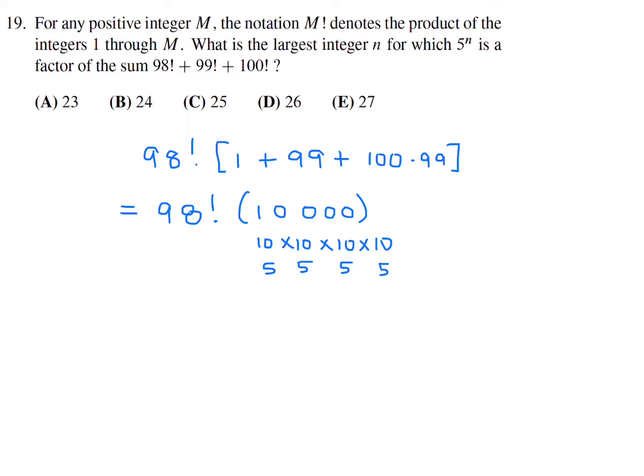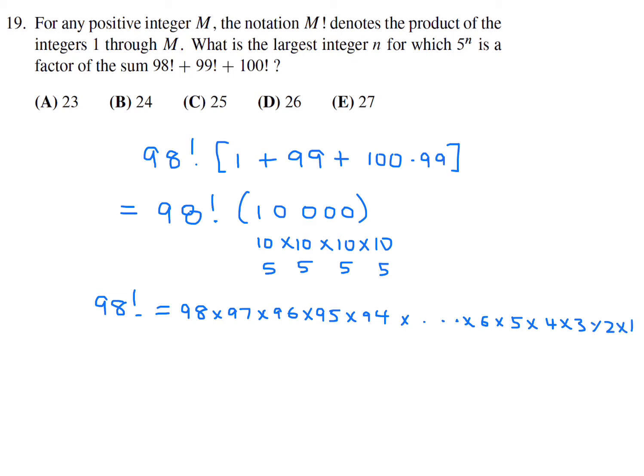Now, how many 5s can we squeeze out from 98 factorial? Well, 98 factorial is basically 98 times 97 times 96 times 95 times 94, and so on, right? You guys get the idea. Dot, dot, dot, all the way down till 6 times 5 times 4 times 3 times 2 times 1. Well, obviously, every multiple of 5, you're going to be able to squeeze out a 5.